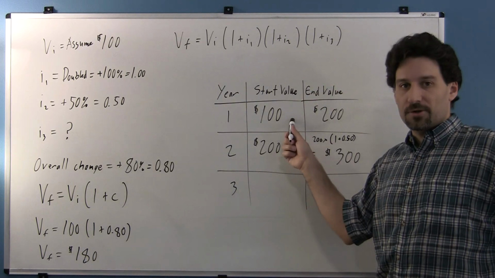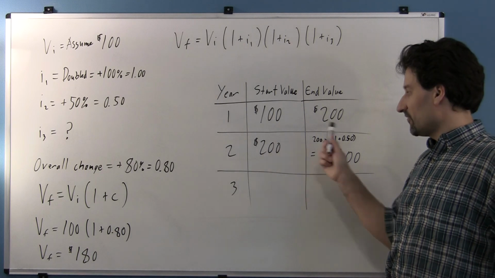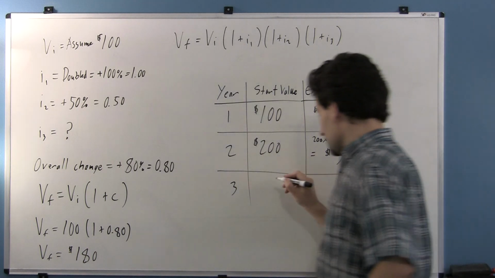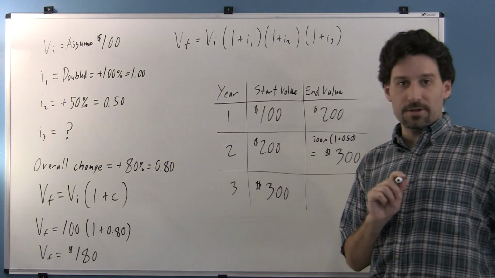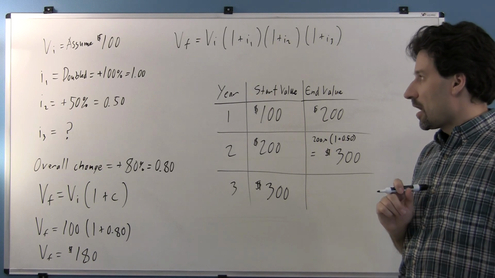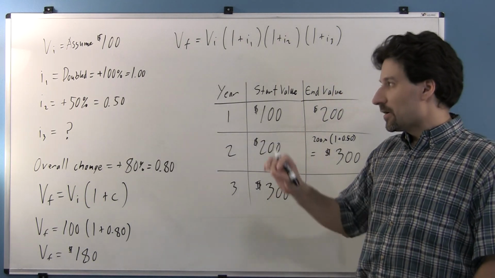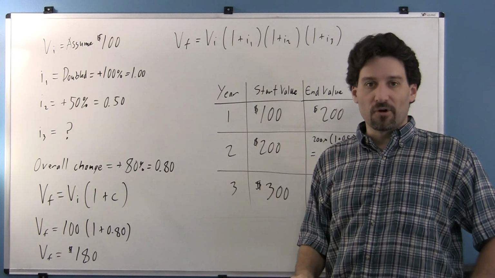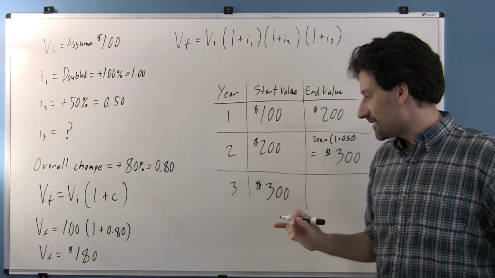Okay, so we started at $100. It doubled in the first year to $200. It then increased by another 50% to $300 during year 2. So now we're starting year 3 with $300 in value. We don't know what happens during year 3, but we know that by the end of year 3, we've been told the overall change from the very start was an increase of 80%.